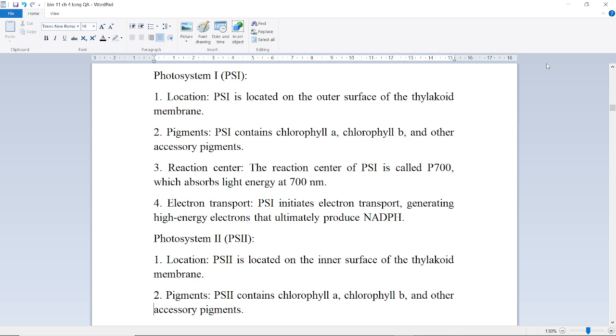Photosystem 1 contains chlorophyll A, chlorophyll B, and other accessory pigments. Reaction center: The reaction center of photosystem 1 is called P700, which absorbs light energy at 700 nanometers. Electron transport: Photosystem 1 initiates electron transport, generating high-energy electrons that ultimately produce NADPH.